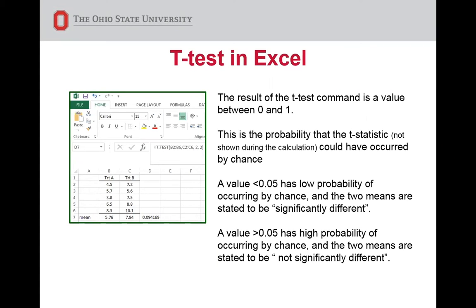A low value, i.e. less than 0.05, has a low probability of occurring by chance, and the two means would be stated to be significantly different. A value greater than 0.05, which is the case in this example here, has a high enough probability of occurring by chance that the two means are stated to be not significantly different. We would state, based on these data, that 5.76 is not significantly different than 7.84.